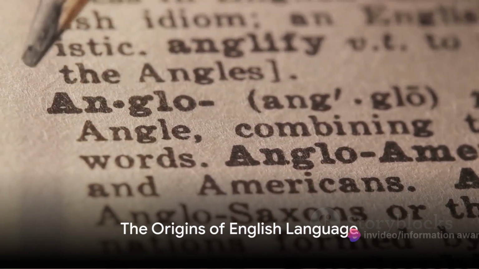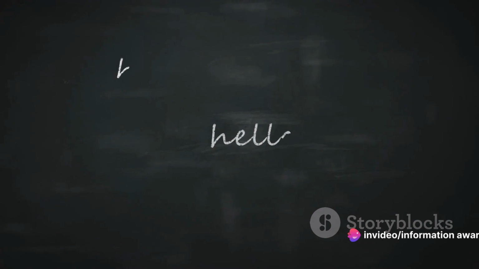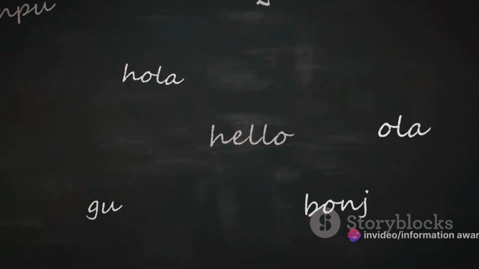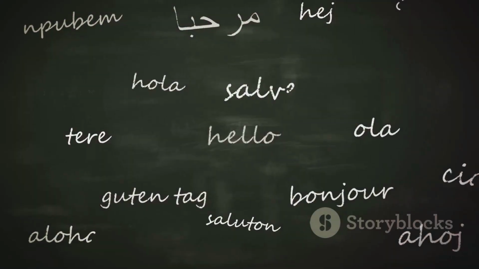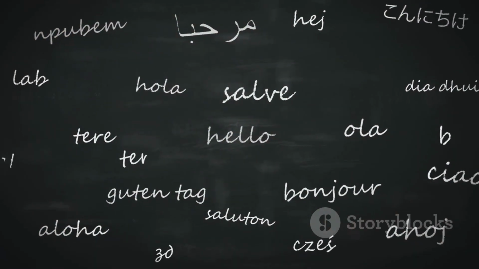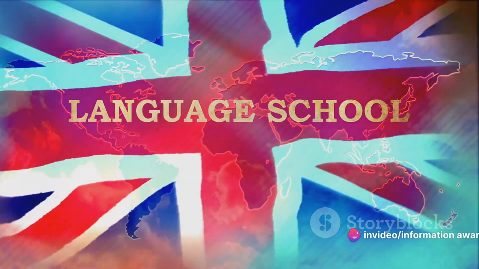Have you ever wondered where the English language comes from? Let's take a step back in time and explore the fascinating origins of English. Our journey begins with the Germanic languages, the ancestors of modern German and Dutch. These ancient languages spoken by the Germanic peoples of Northern Europe form the bedrock of English.